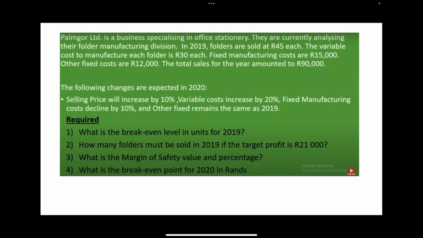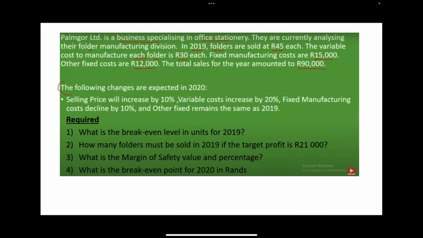Now let us try to understand cost volume profit analysis with the help of an example. In this example, Palmcore Limited is a business specializing in office stationery. They are currently analyzing the folder manufacturing division. In 2019, folders are sold at rupees 45 each. The variable cost to manufacture each folder is rupees 30, fixed manufacturing costs are rupees 15,000, and other fixed costs are rupees 12,000. The total sales for the year amounted to rupees 90,000.